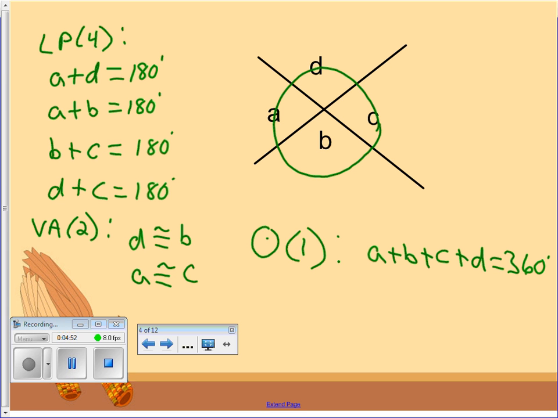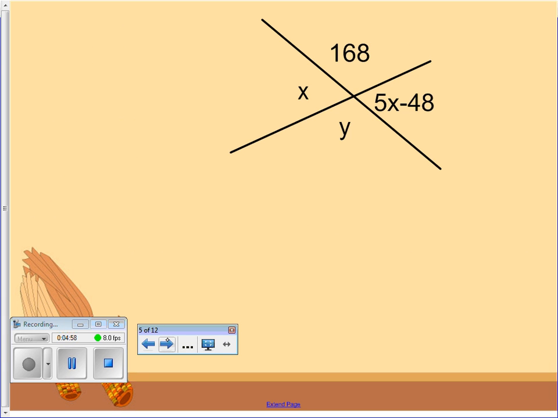Now, how does this help us? Well, if I have a situation like this, and I ask you to solve for x, solve for y. Okay, y is going to be easy, but I still want you to write the 7 equations. What are the 7 equations that I can write dealing with this? Well, if I start with vertical angles, there are 2 of them. I have 168 degrees is vertical, so therefore it's congruent to y. I also have x, which is vertical to 5x minus 48.